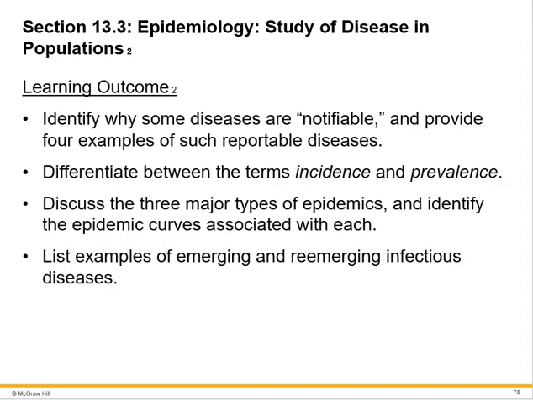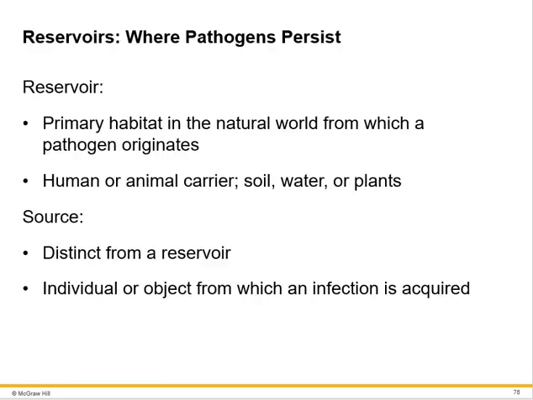And then identify some diseases which are notifiable and provide 4 examples of such reportable diseases. Differentiate between the terms incidence and prevalence. Discuss the 3 major types of epidemics and identify the epidemic curves associated with each, and list examples of emerging and re-emerging infectious diseases.